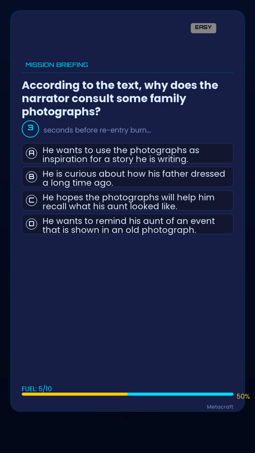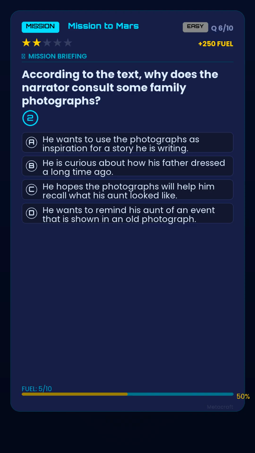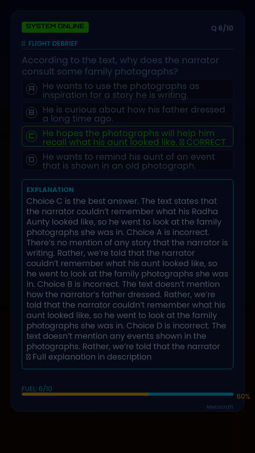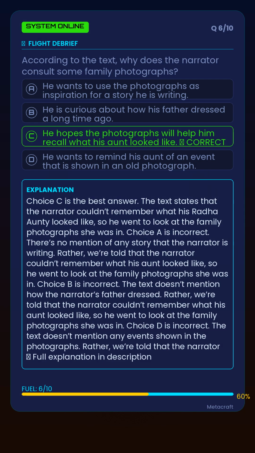According to the text, why does the narrator consult some family photographs? Option A. He wants to use the photographs as inspiration for a story he is writing. Option B. He is curious about how his father dressed a long time ago. Option C. He hopes the photographs will help him recall what his aunt looked like. Option D. He wants to remind his aunt of an event that is shown in an old photograph. The correct answer is C. Want the full breakdown? It's in the description.